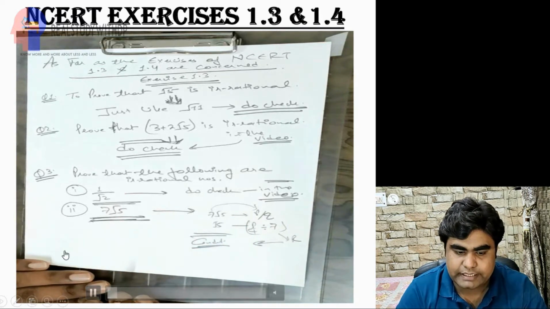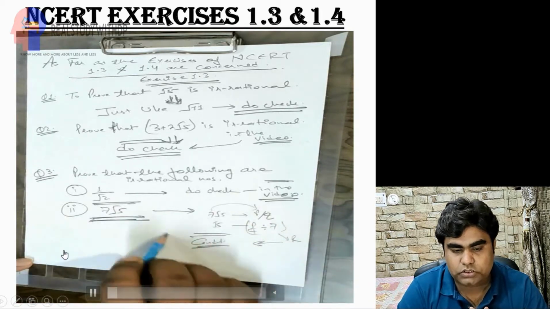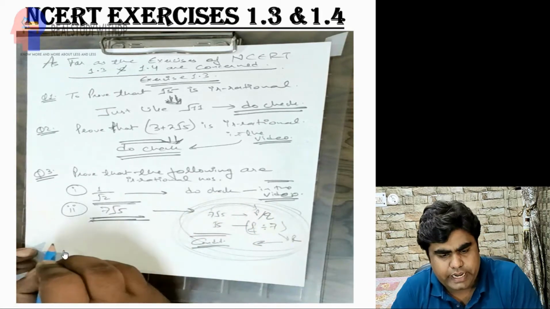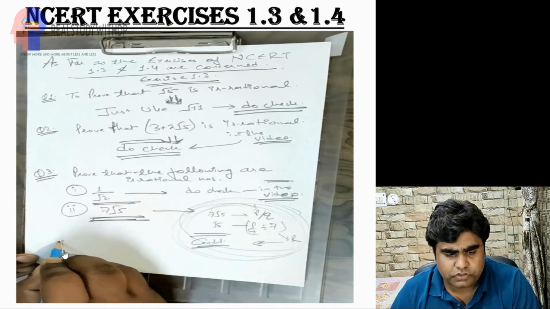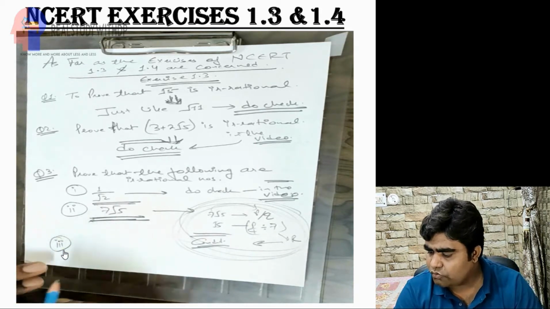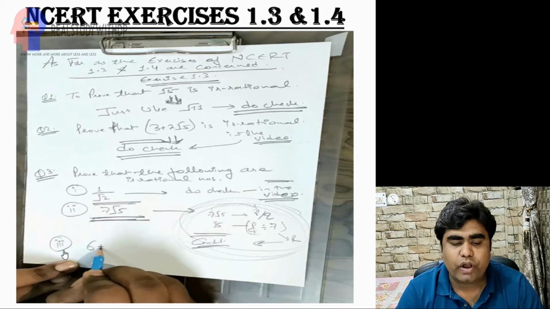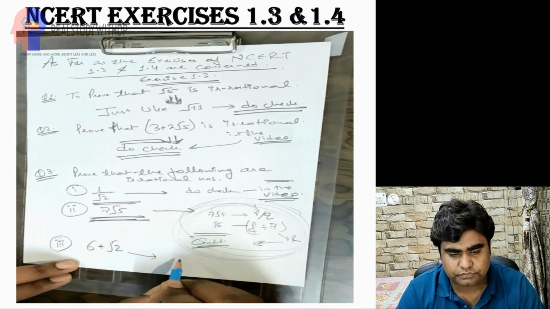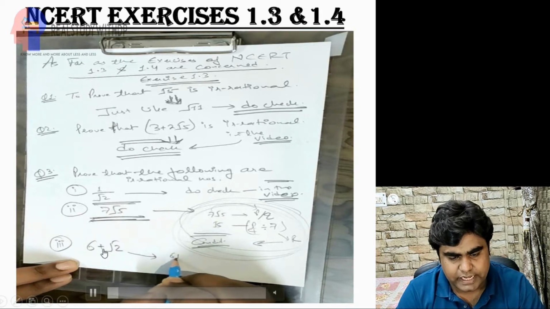Alright, so let's see what part number 3 has to say. As far as part number 3 is concerned, we have 6 plus square root of 2. However, we have discussed the previous one. It is just like the same one.